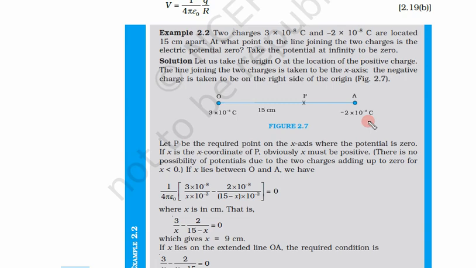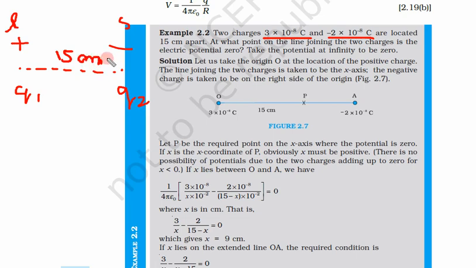Now let us consider that this is charge Q1, this is positive, and this is bigger than this. This is minus 2, this is plus 3. So this is another charge Q2, this is negative, but this is small, this is large. So now if we join them by a line, this is 15 centimeter. The distance between them is 15 centimeter.